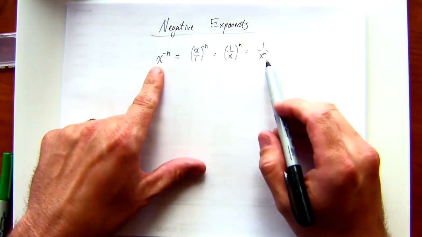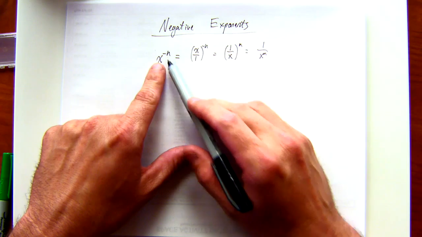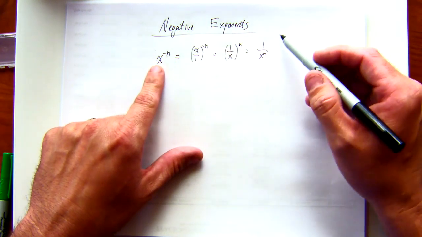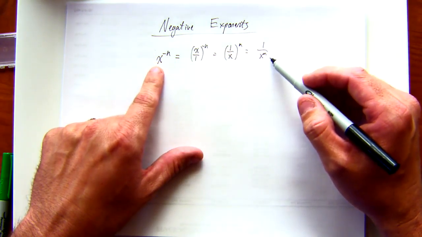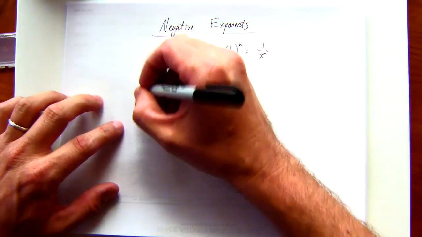So what ended up happening here? So let's look, x to the negative n. The negative exponent did what to the x? It sent it to the bottom of the fraction, right? So that's kind of the rule that we want to keep in mind. Let's do some examples.